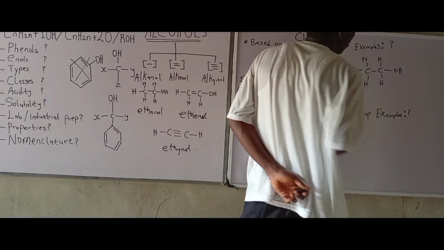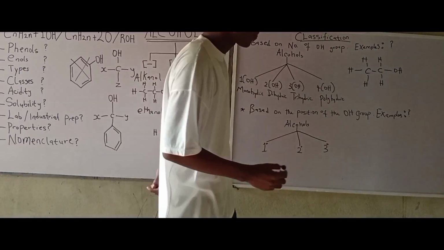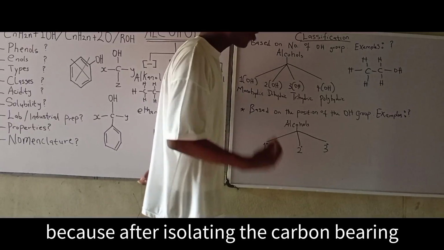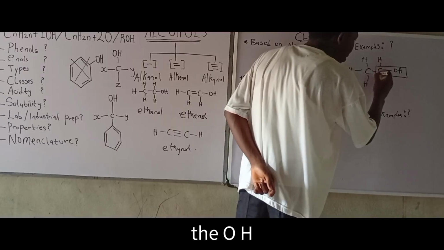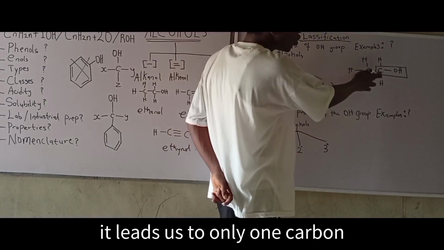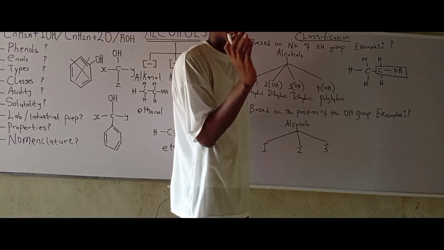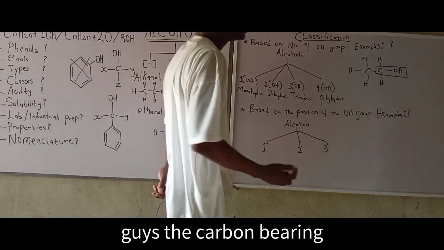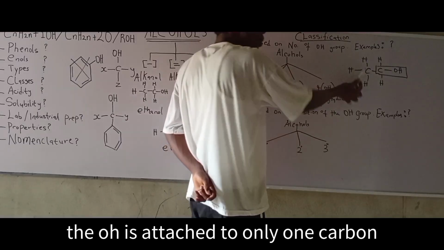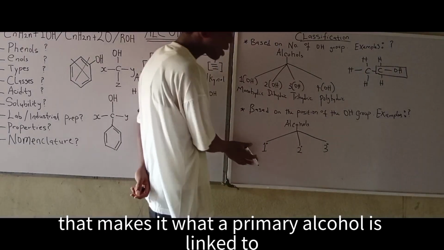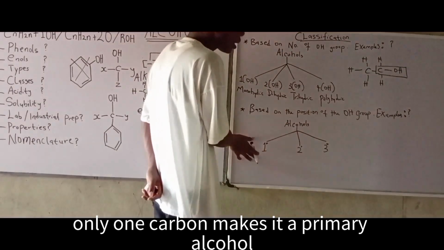Alright, now this is an example. This is called what? Ethanol. Why is it called a primary? Because after isolating the carbon bearing the OH, it leads us to only one carbon. Do you understand? That is, the carbon bearing the OH is attached to only one carbon. That makes it what? A primary alcohol. It's linked to only one carbon. It makes it a primary alcohol.